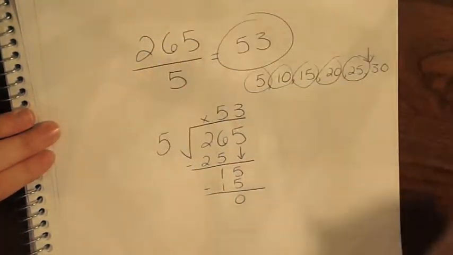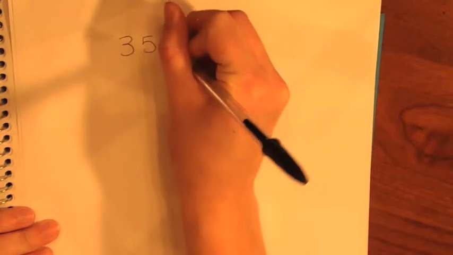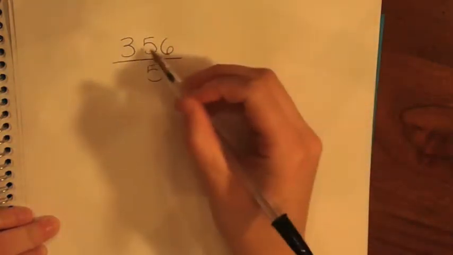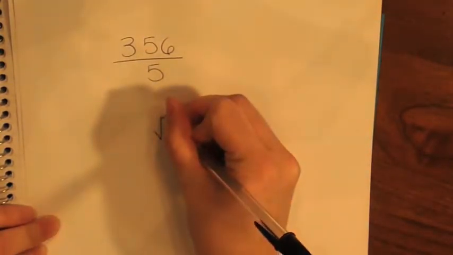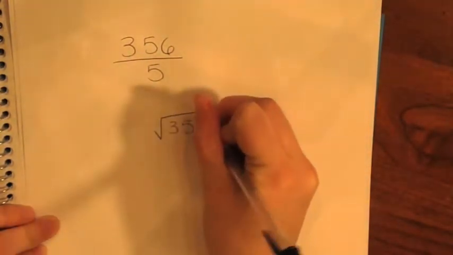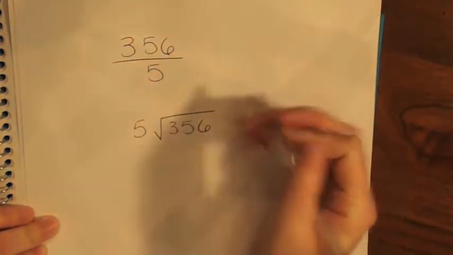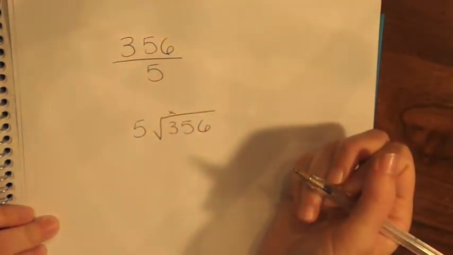The hardest one for today is going to be 356 divided by 5. So once again, this number on top is way too big to draw the circles. So we're going to put it underneath the long division house. 356 goes under the long division house and 5 goes on the outside. So how many times does 5 go into 3? None, right? So we're going to put an X on top.